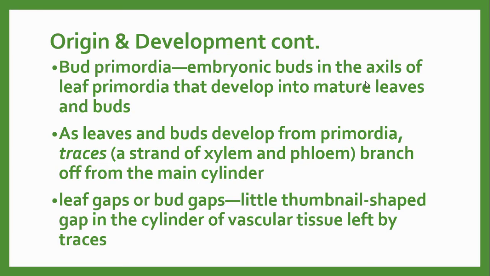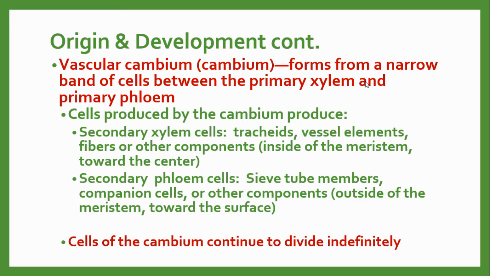The bud primordia, these are embryonic buds in the axils of the leaf primordia that develop into mature leaves and buds. As leaves and buds develop from primordia, there are traces, or pieces of xylem and phloem, that branch off from the main cylinder. Leaf gaps or bud gaps, these are little thimble-shaped gaps in the cylinder of vascular tissue left by traces. Vascular cambium, we talked about this a little bit before.